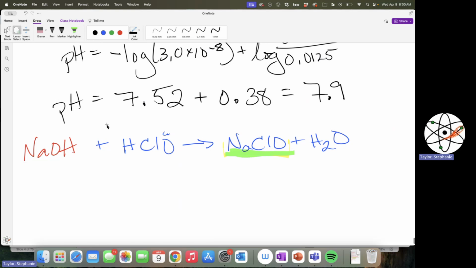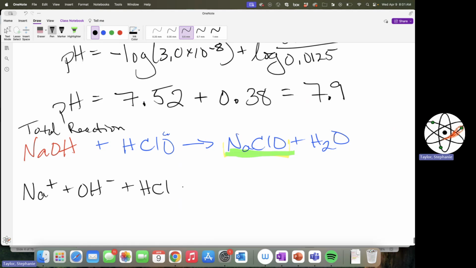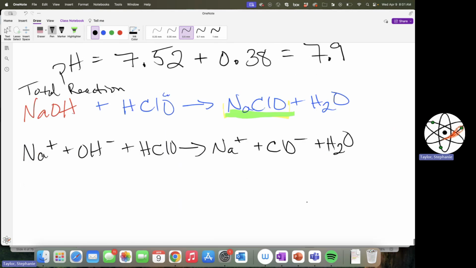So here's the deal. I wrote this reaction. This would be kind of like your total reaction. It's got everything in it. But there was a time where we wrote ionic reactions. And ionic reactions would look something like this, where we had all of the pieces written out as long as they were completely soluble or strong electrolytes.